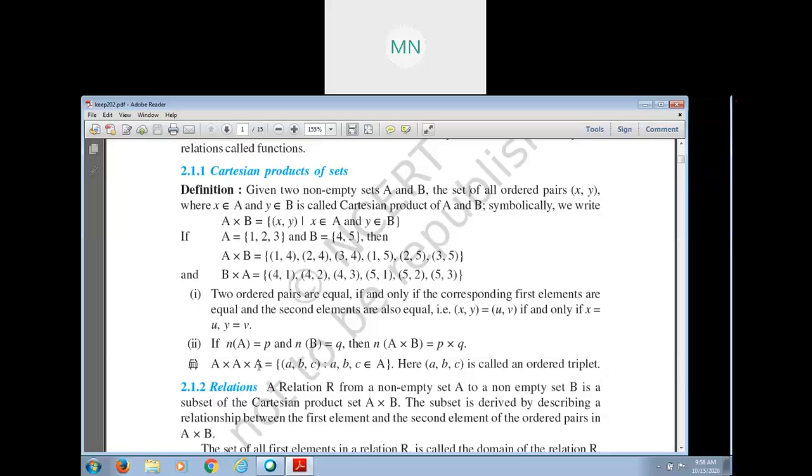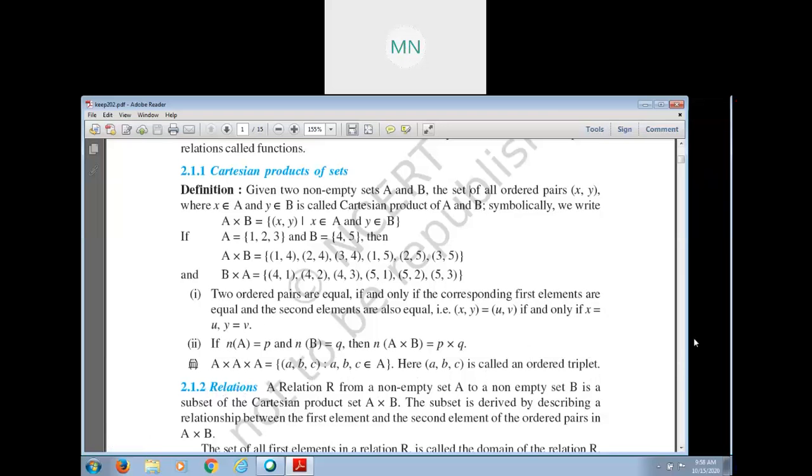Do you understand? Yes, ma'am. First, you have to know about ordered pairs. And the Cartesian product is the product of two sets. The product of two sets is called the Cartesian product. Define that.